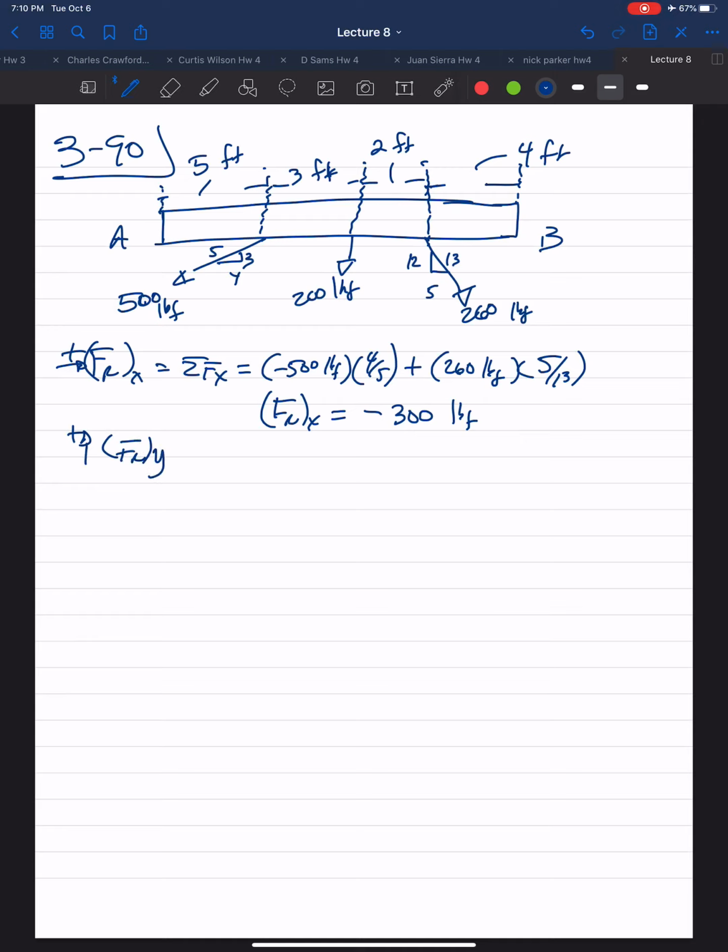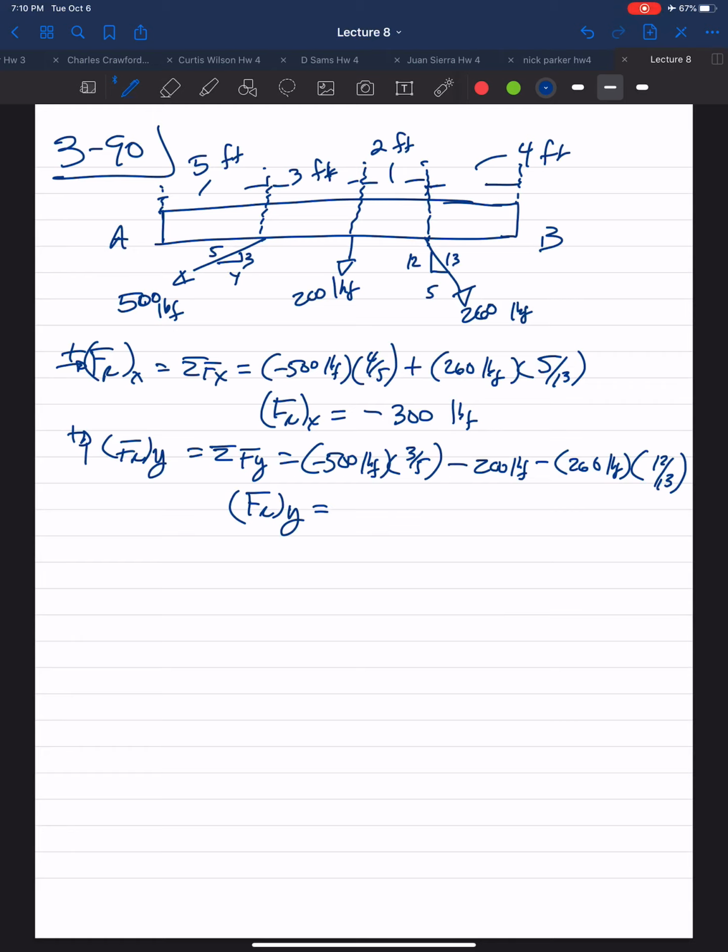For the Y component of my resultant force, it's the sum of all my forces in the Y direction. All these are in the negative Y direction. Let's state that up front. So that's negative 500-pound force times the 3/5 slope triangle ratio minus the 200-pound force minus the 260-pound force times the 12/13 ratio. So the Y component of my resultant force is equal to minus 740 pound force.